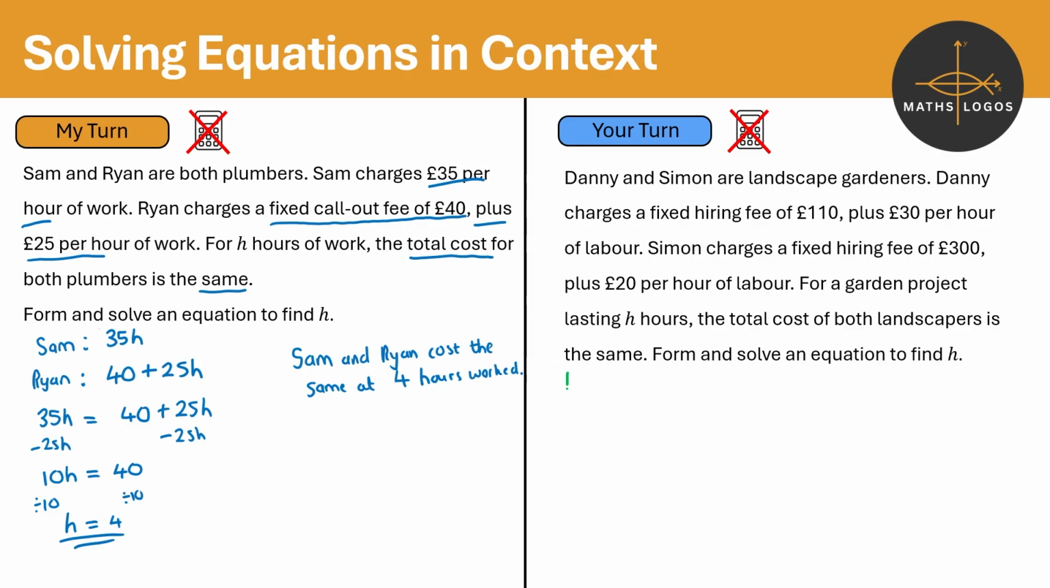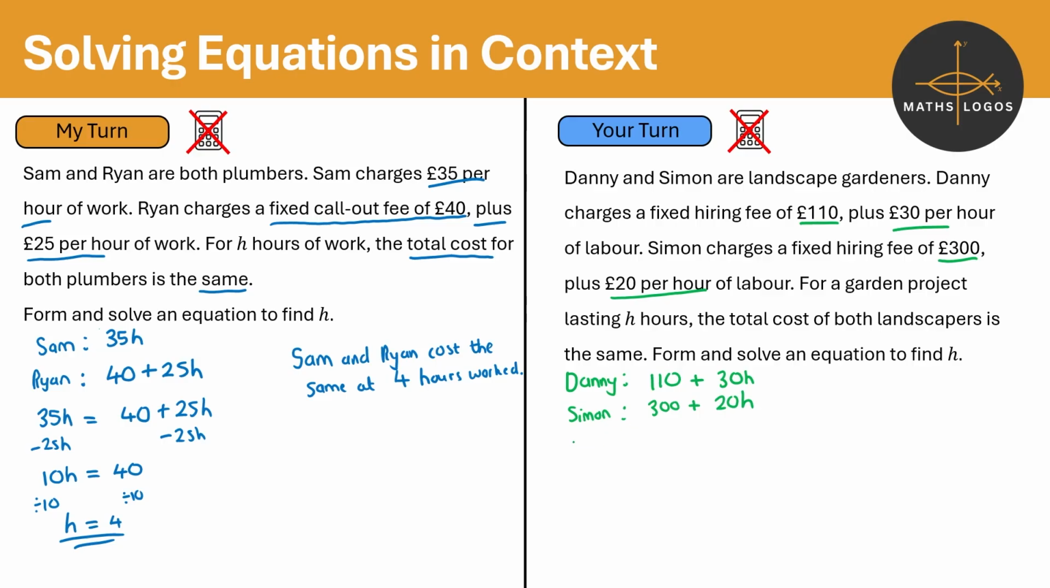Let's look at Danny's cost and Simon's cost in turn. Danny charges a fixed hiring fee of £110. That's £110 regardless of how many hours he works, plus £30 per hour of labour. So 30 multiplied by h, the number of hours worked. Then let's look at Simon. So Simon charges £300. That's regardless of the number of hours he works, plus £20 per hour, so 20h.